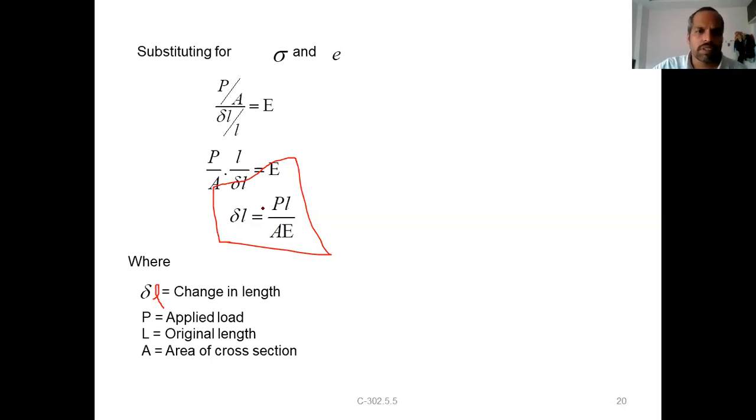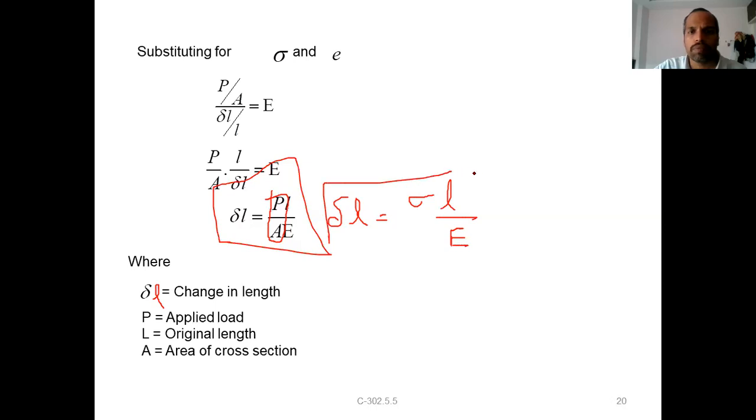In this case, P by A is nothing but stress. So the formula can be written in other forms. In some cases we can substitute P by A as stress, so sigma L by E also we can put like this. We can modify the formula: delta L is equal to sigma into L by E. Sigma into L by E, like this also we can convert.